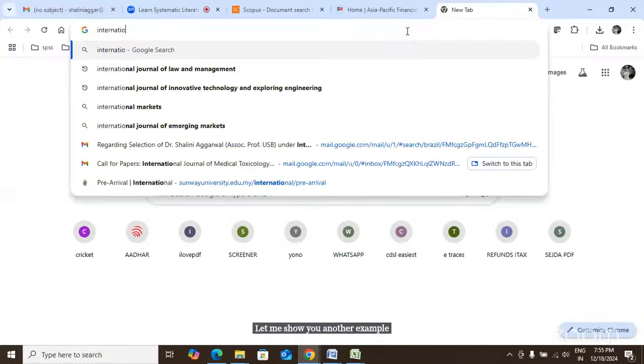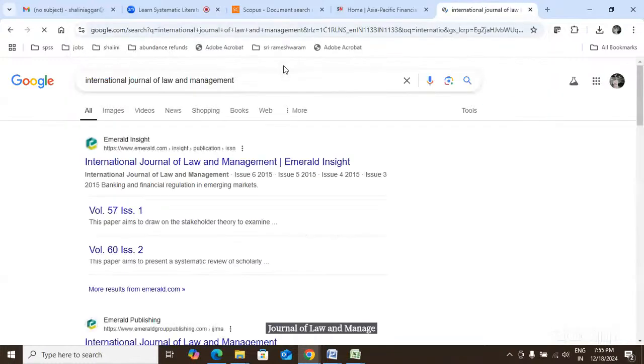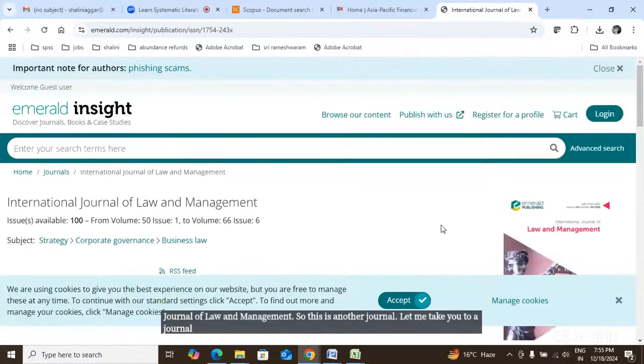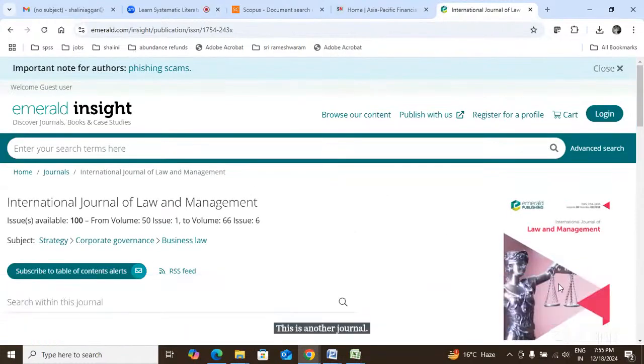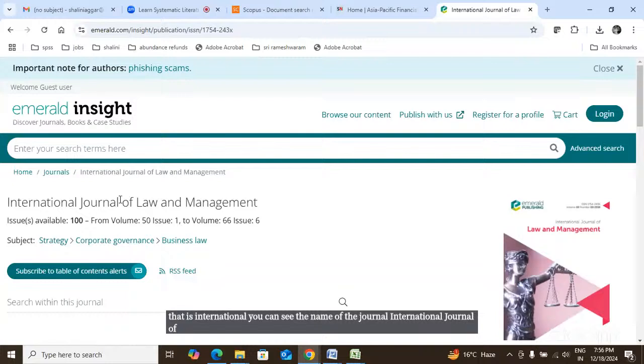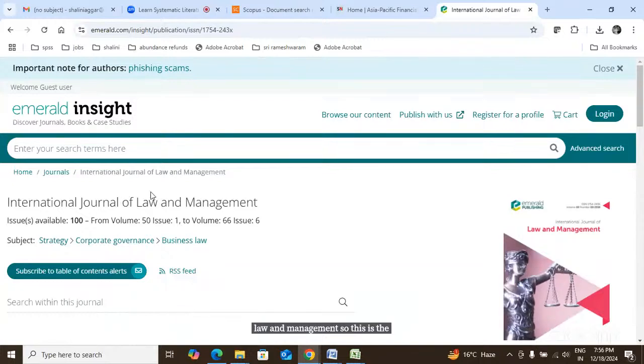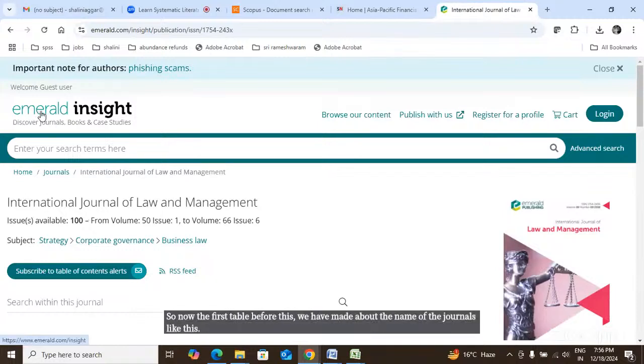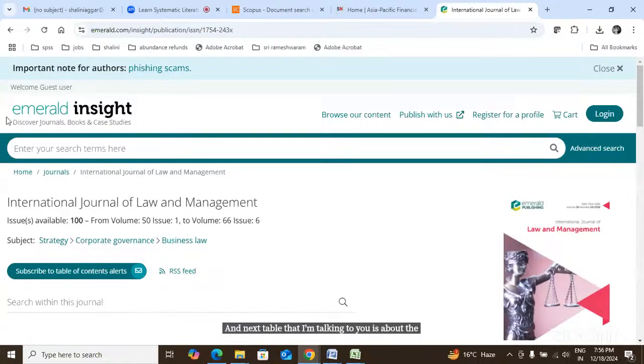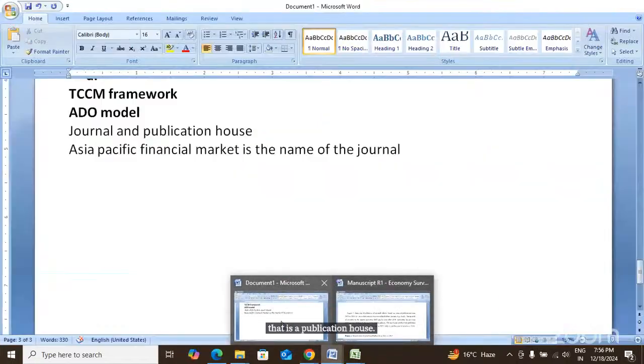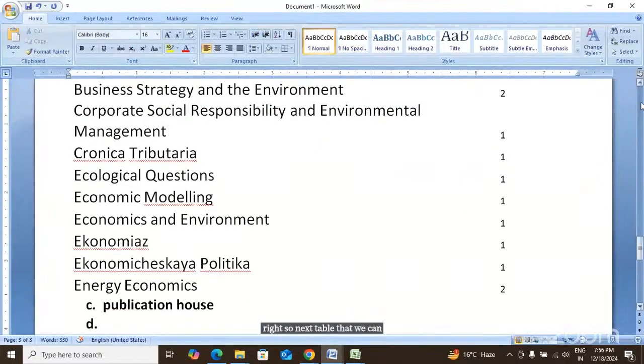International Journal of Law and Management. So this is another journal, and it is international. You can see the name of the journal, International Journal of Law and Management. This is the website of this journal, and here is the publication house. Now the first table we made was about the names of the journals, and the next table is about the publication house, right?